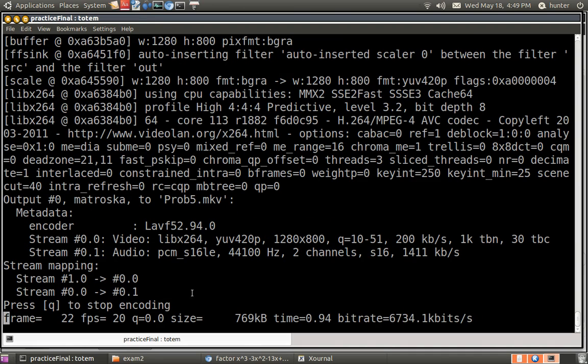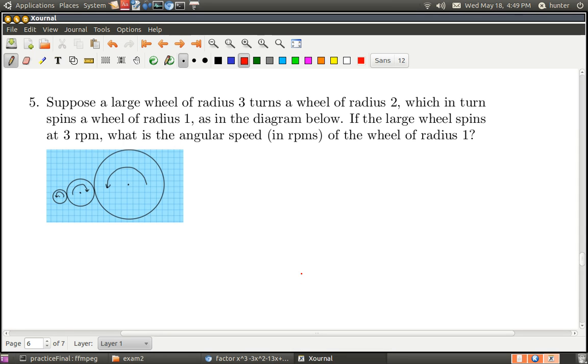Alright, let's do number 5 on the practice final. I'm worried that this one might be a little too hard, but it's just the practice final, so let's go through and do it. Maybe I can find a way to make this a little easier on the actual exam.